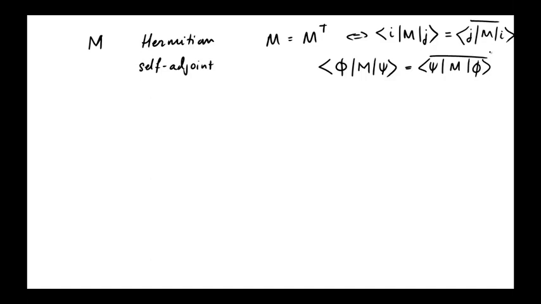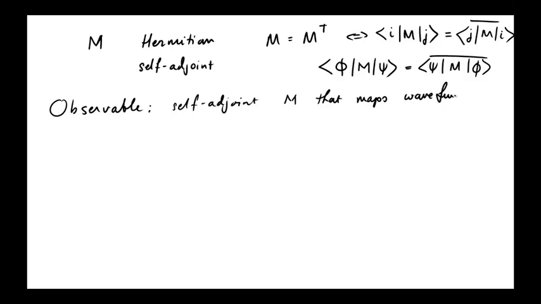Okay, so what corresponds to a Hermitian, to a self-adjoint, to an observable in the finite dimensional case? Well, it's just going to be some linear mapping on wave functions. So an observable is a linear, self-adjoint mapping M that maps wave functions to wave functions.